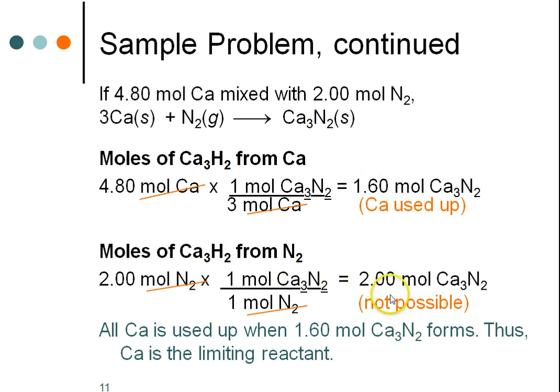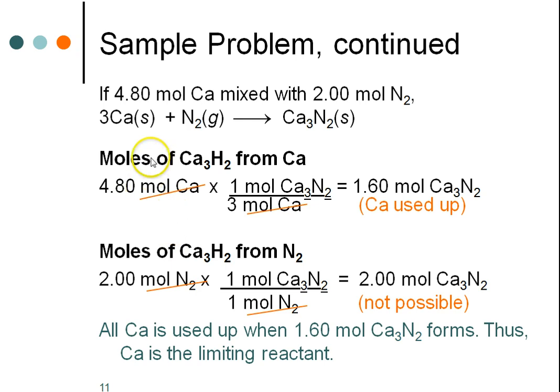1.6 is less than 2.0, so that tells me a couple things. Number one, this will be the actual amount of product that I make, 1.60 moles, and it also tells me that whatever made this is my limiting reactant. In this case, it's the calcium. Calcium must be limiting. Notice here that I have almost 3 times the amount of calcium as I do nitrogen. Actually, it's a little more than 2 times as much.